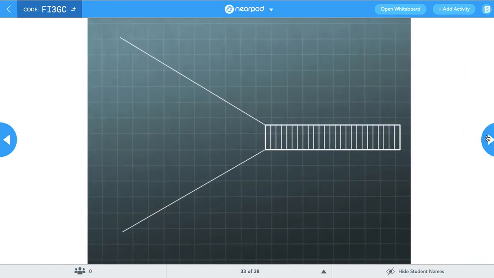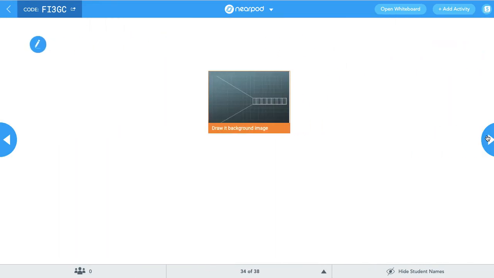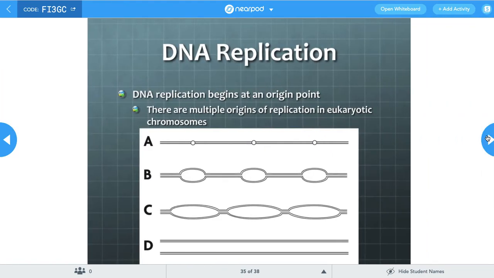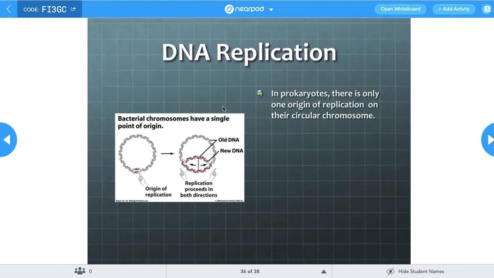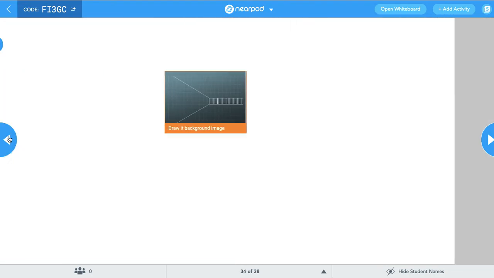And so you're like, well, what does this mean? So this is a replication fork. Within this replication fork, you have to be able to draw what it is. So I've drawn one for you. Well, I was supposed to. Let me find this picture for you.